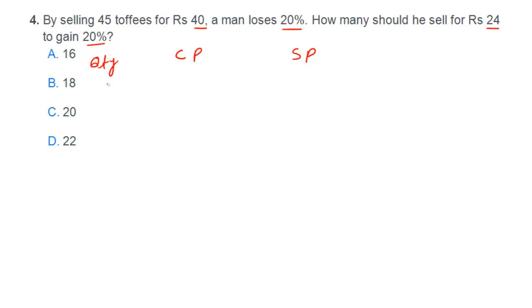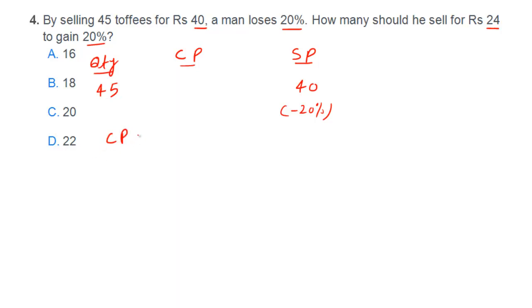So we are talking here about 45 toffees, and by selling 45 toffees for rupees 40, that means the selling price is 40. So 40 is the selling price for 45 toffees. And when he is doing that, it is basically a 20% loss. So with the help of that we can calculate the cost price of 45 toffees. So let's do that.